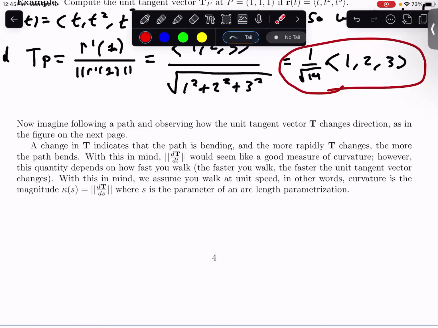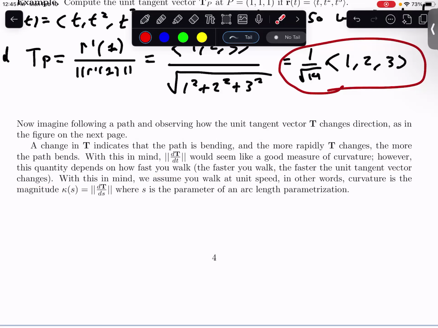So with this in mind, naturally you'll think that one way of computing curvature is by computing the magnitude of the derivative of the unit tangent vector with respect to t. And this seems like it would be a good measure of curvature. But again, the main issue is that this derivative's value could be changing with respect to the magnitude over time, right? So this magnitude is going to depend on how fast you end up walking. So the faster you walk, the faster the unit tangent vector is going to change. And we want to be completely independent of this speed, or how fast you're going to be walking, right?